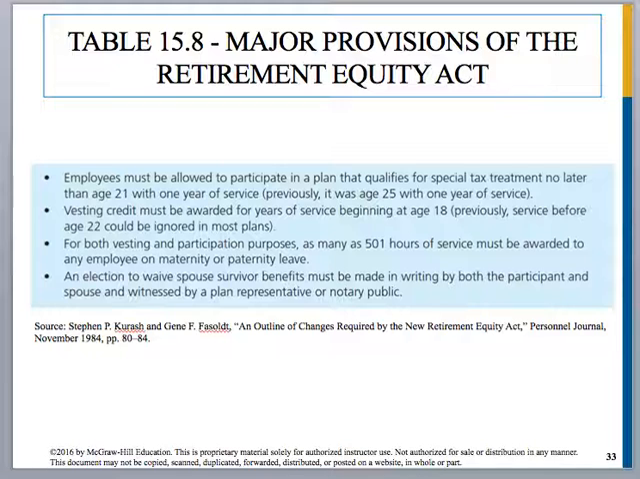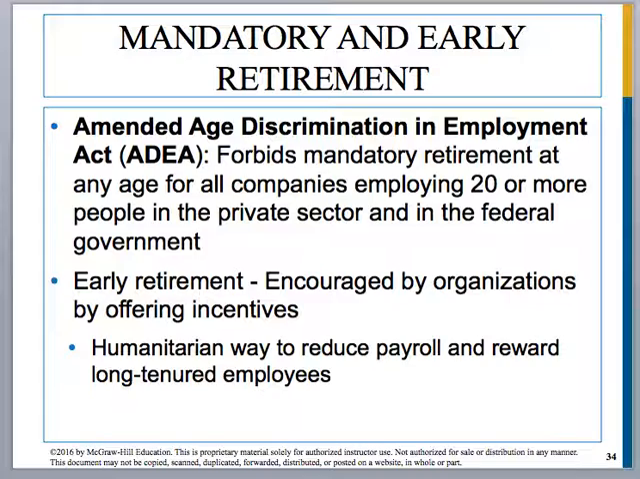And something else that you could see, if you look at the last bullet point, is that an election to waive spouse survivor benefits must be made in writing by both the participant and spouse and witnessed by a plan representative or notary public, which, my goodness, so many of us don't pay attention to the small print and information that are listed. So if you don't follow through with that, that could be a major blunder. But these are certain things that are part of the guidelines of this act.